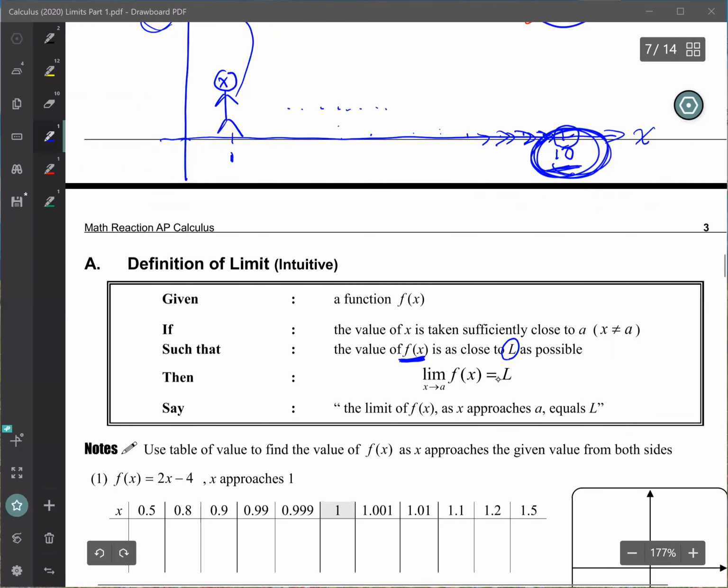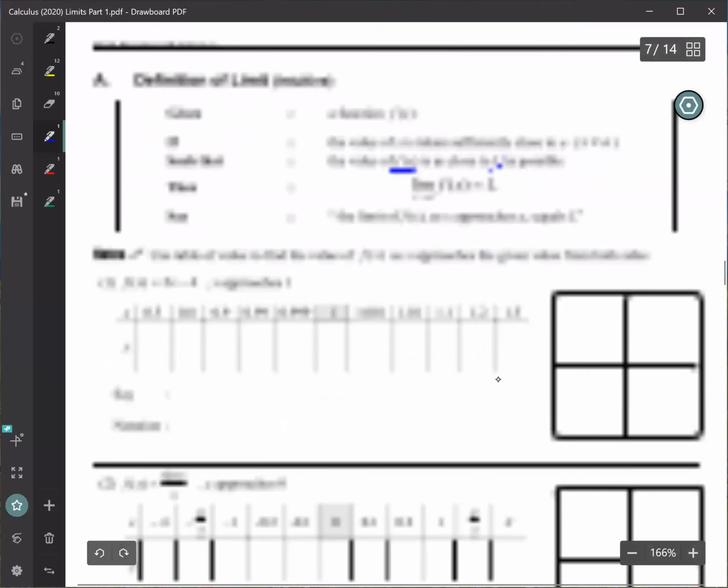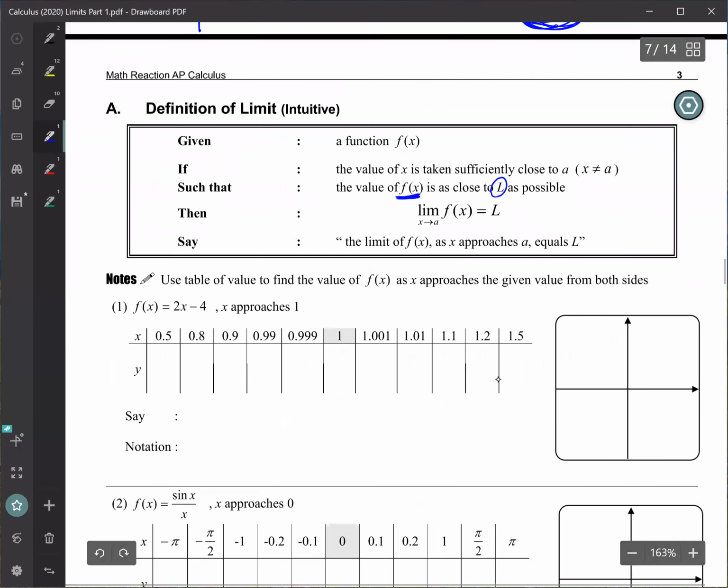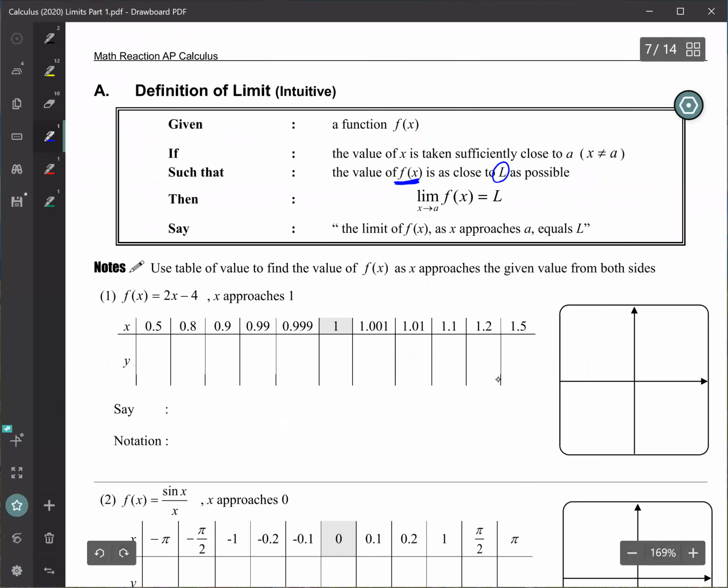Right, so let's continue. Remember we're looking for the y value here. We'll start by finding it using a table of values first. So here I give you a function which is 2x minus 4. This is the path for the kite, and then the person is x, walking towards 1. So you just fill in the table values.